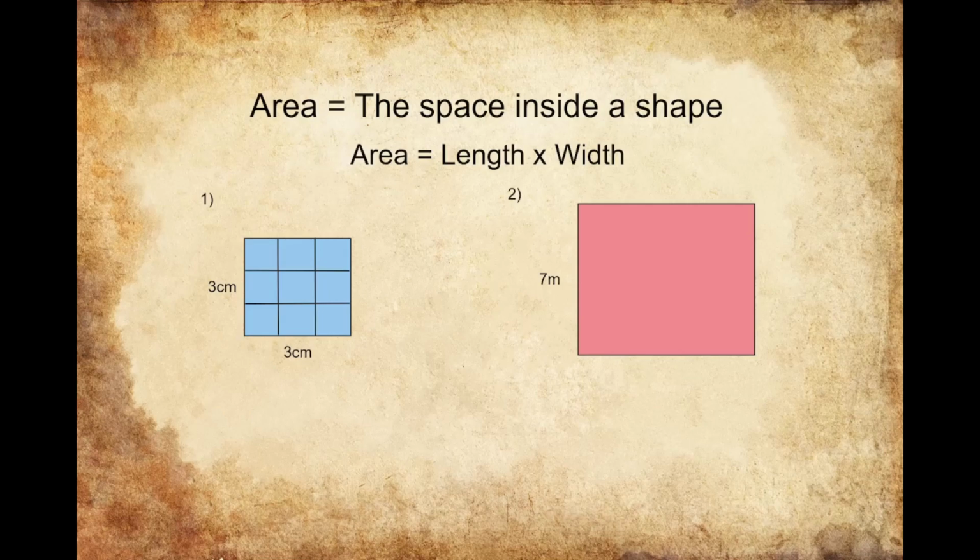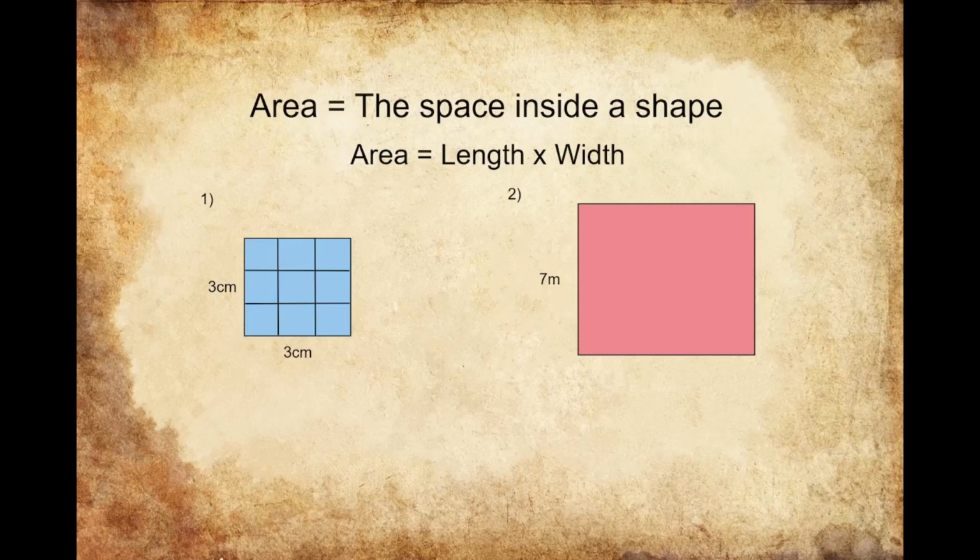And as you can see here up at the top, area equals length times width. So whenever we're trying to figure out the area of something, we're going to use the formula of area equals length times width. So in question number 1 here, we can see that we already have the values for our length and our width, and they're both 3 centimeters, which makes sense because a square has 4 sides that have an equal length.